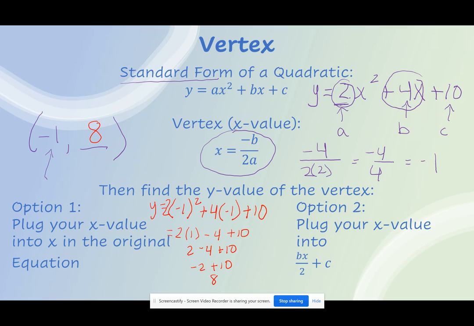Now you could do option 2. You take your same x value and you look at your bx. So your bx from right here, in this case, is 4x. So you do 4 times your negative 1. You always have to half it, so like divide by 2, and then add on your ending number. So in this case, we get negative 4 divided by 2 is negative 2 plus 10 gives us our 8. So you get the same answer either way, so it's really up to you. And I'll show you 2 examples of doing it each way.